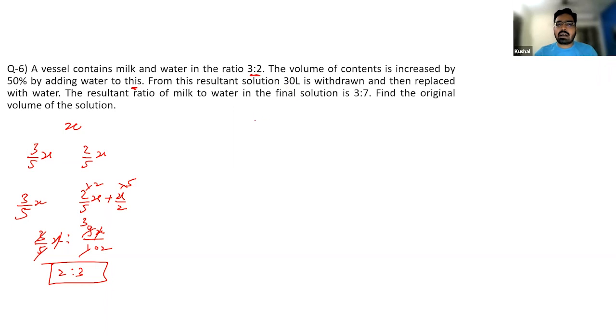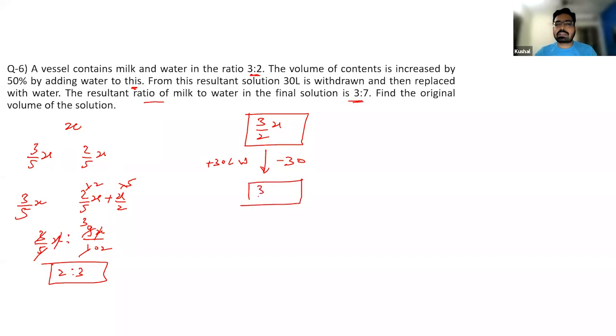So you have a solution. Now the volume of that will be 3 by 2x as the total volume, right? And you are removing 30 liters from this. Of course, this 3 by 2x has got 2:3 as milk is to water ratio. Okay. So you are removing 30 liters from this and then replace it with water, adding 30 liters of water to this. The resultant ratio of milk and water in the final solution is 3:7.